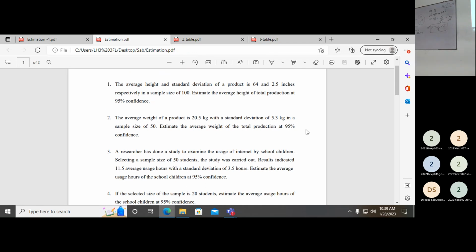Right, now we can start the questions. First question: the average height and standard deviation of a product are 64 and 2.5 inches respectively, in a sample size of 100. Estimate the average height of the total production at 95% confidence. Question 1: x bar, the average height, is 64.